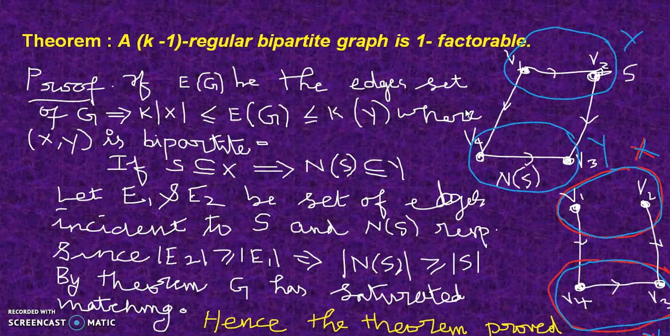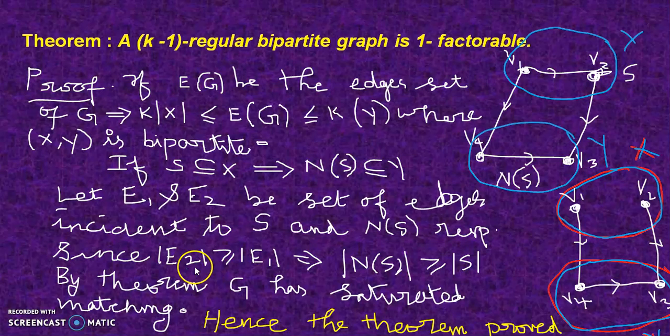Now let S be a subset of X. If S is a subset of X, definitely N of S, the neighborhood of S, would be contained in Y. That is what implies. So let E1, E2 be the set of edges incident to S and N of S respectively.